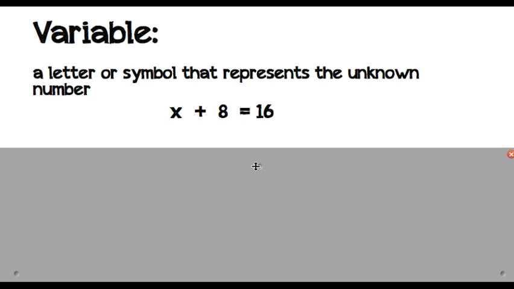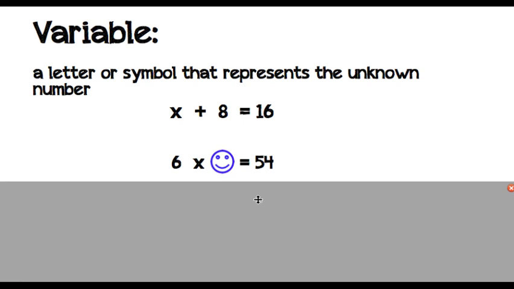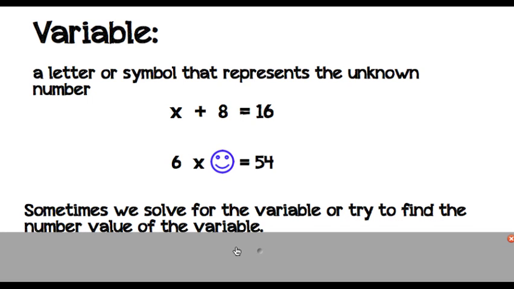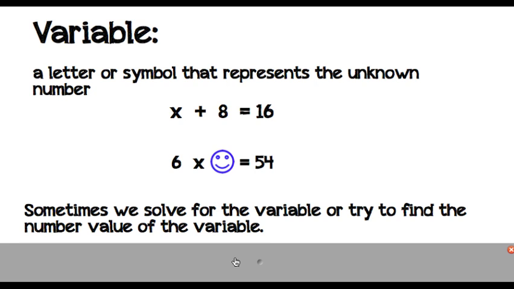A variable can also be a symbol. 6 times smiley face equals 54. Smiley face is the variable. We know that 6 times 9 equals 54, so the smiley face is going to be equivalent to 9. Sometimes we solve for the variable, or try to find the number value of the variable. So in these circumstances up here, we're solving for x, or we're solving for the variable. We're trying to figure out what those things are to make the equation true.